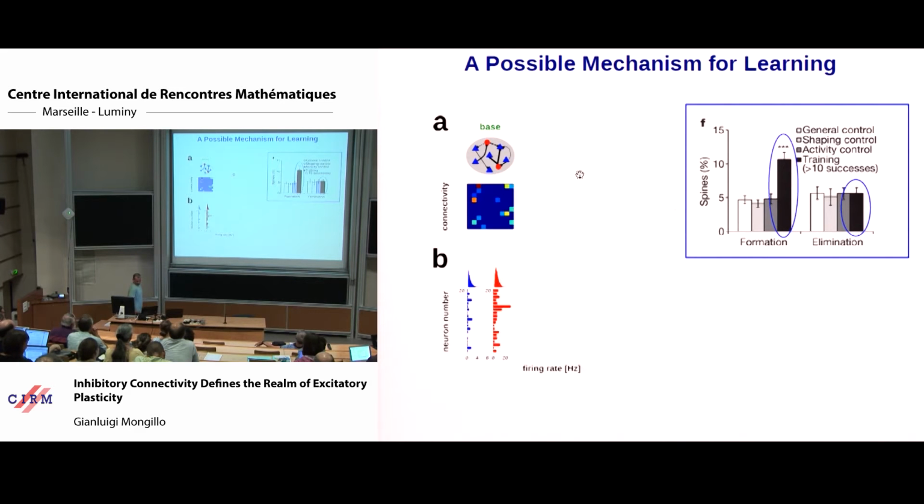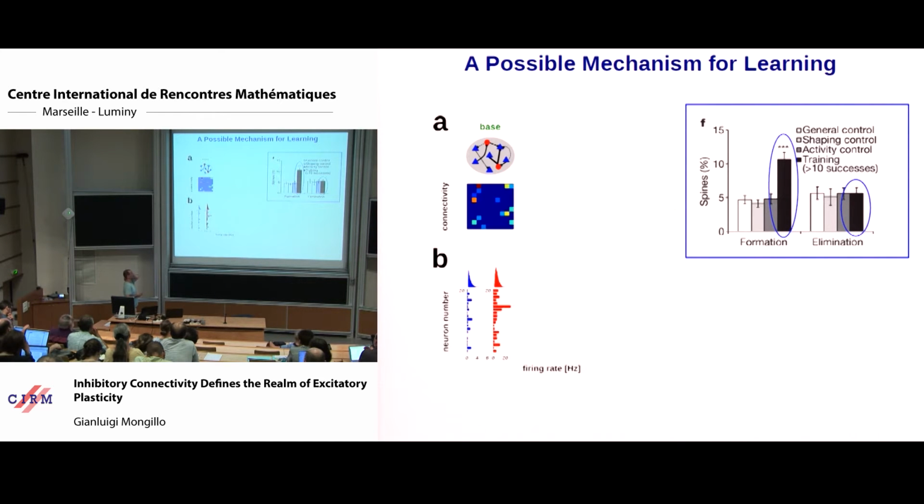So now this, of course, raises a problem for learning, because I have just shown you that no matter what I do with the excitatory connectivity, there is no way to change the pattern of activity in the network, so how do I possibly learn anything?